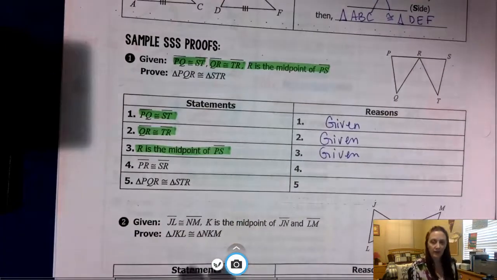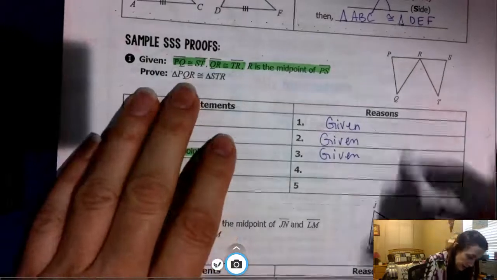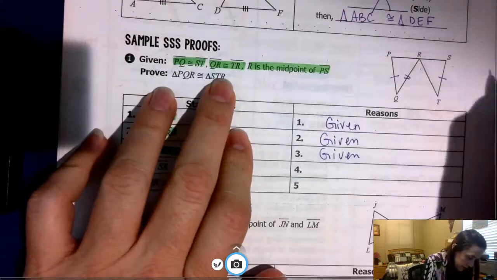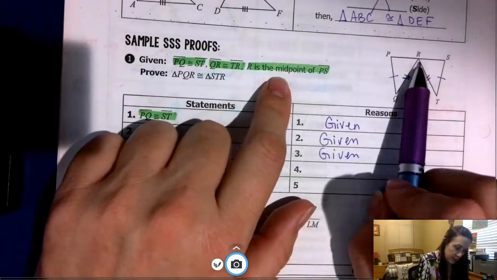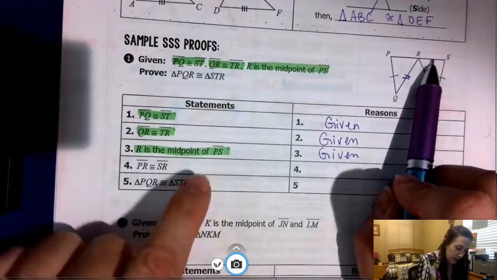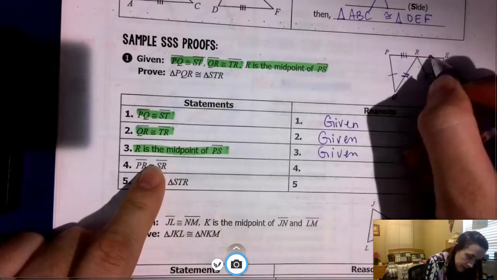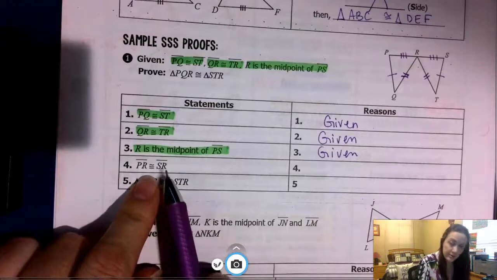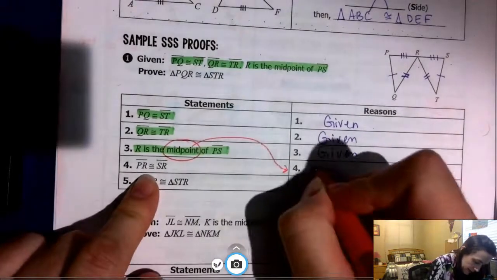Now, as soon as I have given information, I'm going to go to my diagram and mark everything I know. So if I know PQ is equal to ST, QR is equal to TR, I put 2 tick marks for that one, and I know that R is the midpoint of PS. Well, if R is the midpoint of PS, doesn't that mean that this side over here and this side over here have to be the same? Which is what I'm going to put right here. PR is equal to SR. Because that's my definition of a midpoint.